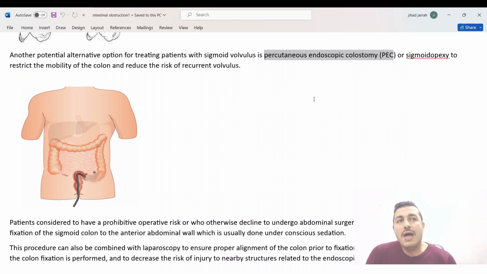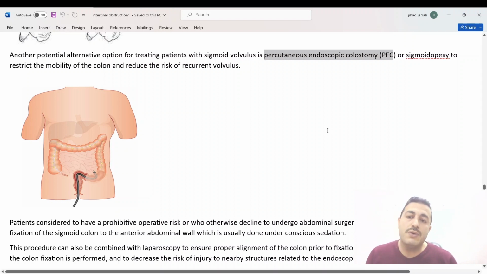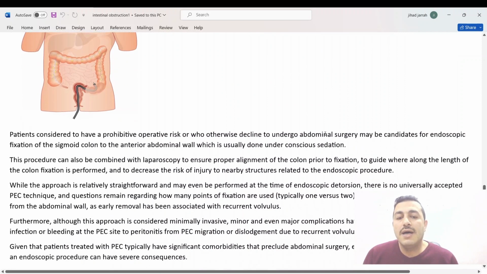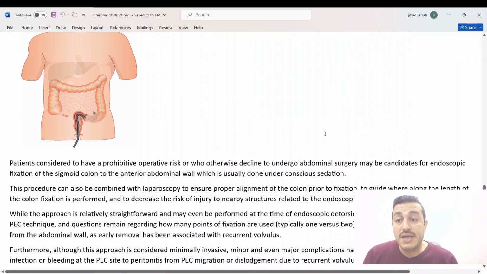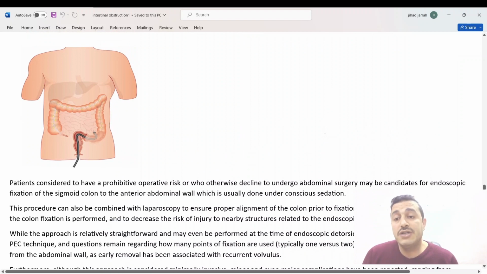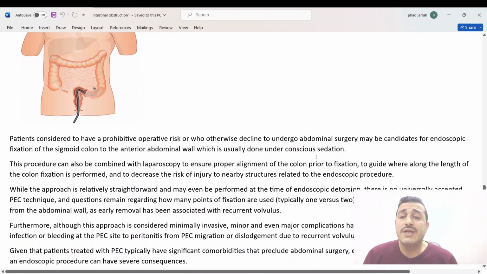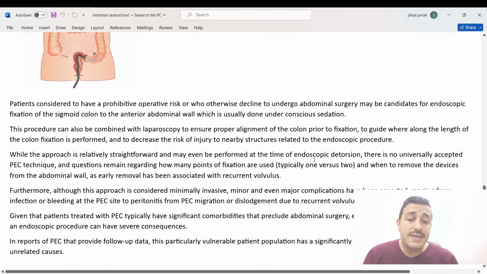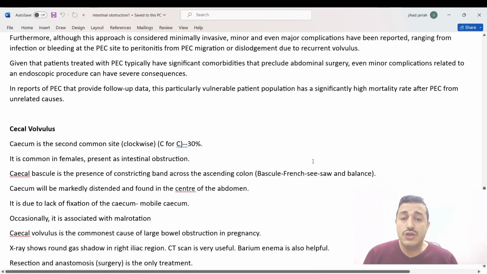It can be done at the time of reduction, by proctoscopy or sigmoidoscopy, when detorsion is attempted. As we said, there are many complications associated with these procedures. It doesn't mean that because it's minimally invasive, it is without complications. The study is not clear about this approach till now.